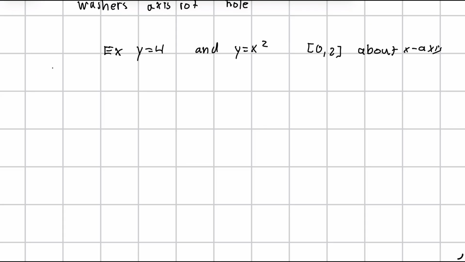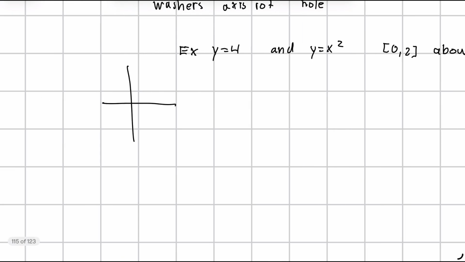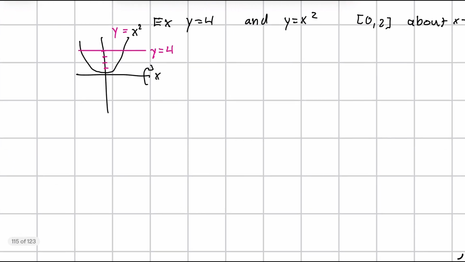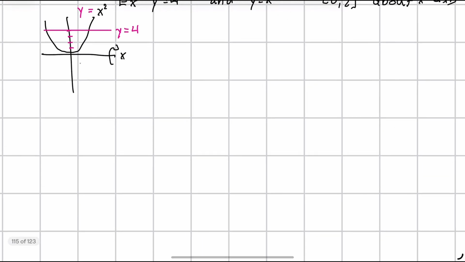We can draw this out quickly. On our x-axis, we're going to be spinning around here, and for the equation x squared, we have x squared over here. For y equal to 4, we go up 1, 2, 3, 4, a height of 4. We have y equal to 4 and y equal to x squared. Now we're going to rotate that from 0 all the way to position 2.